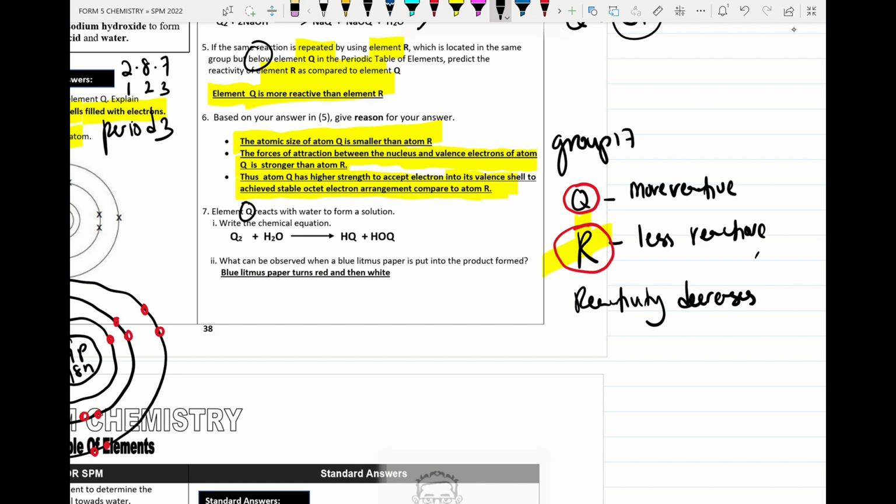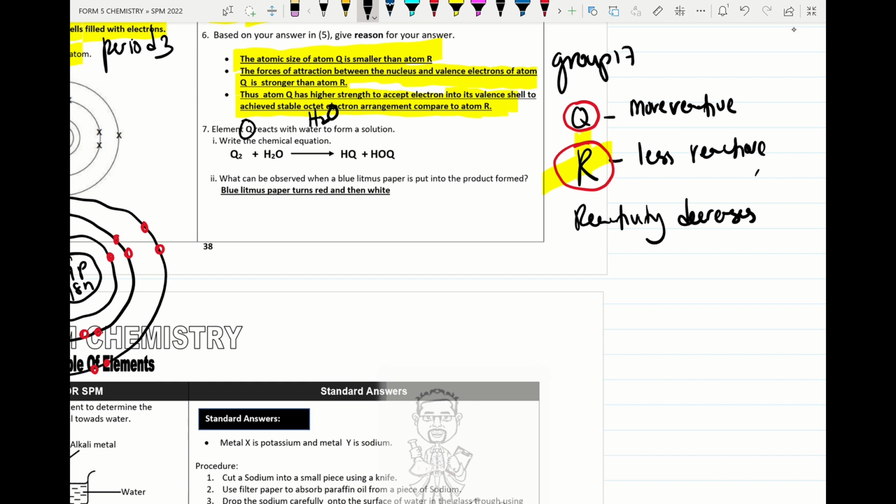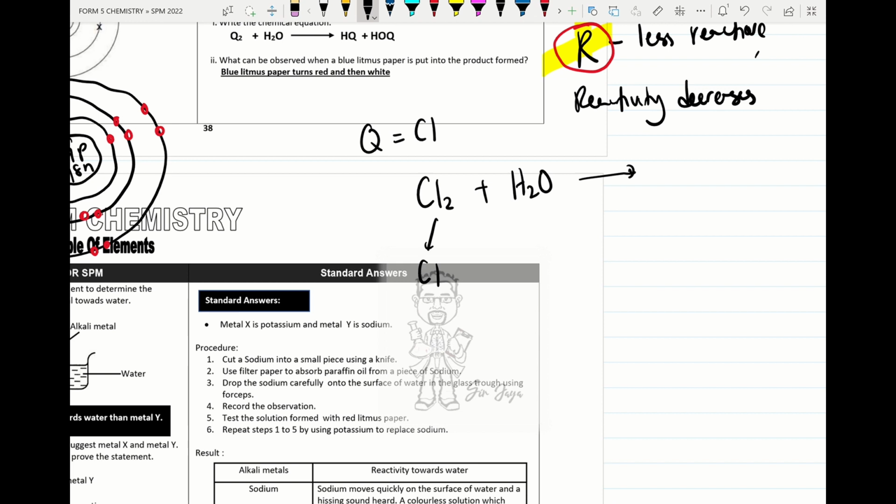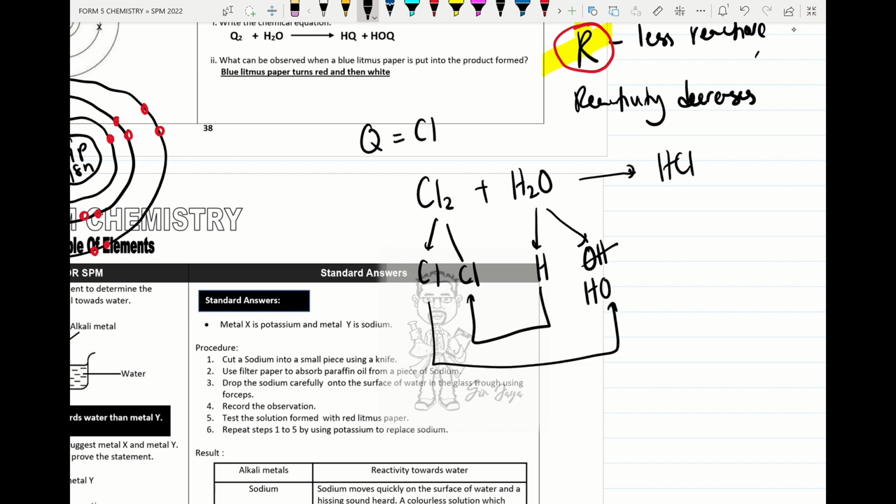So we move on to the next question. Q reacts with water. So we put water here, H2O, and we try to answer this question. Let's say I represent Q with chlorine, so I put Cl2 reacting with water. What product will we get? We break the chlorine, and we break the water into H and OH. During the chemical reaction, HCl forms, and this one will join here, and we get hypochlorous acid.